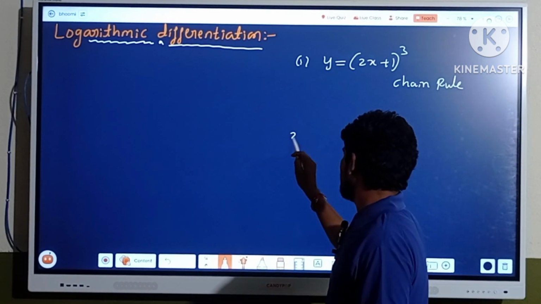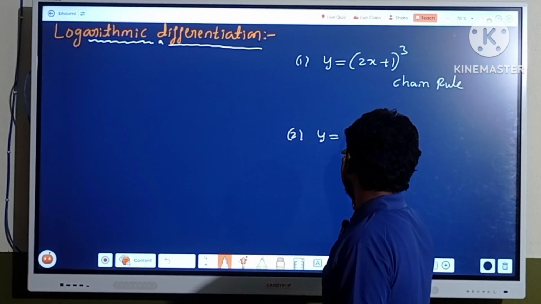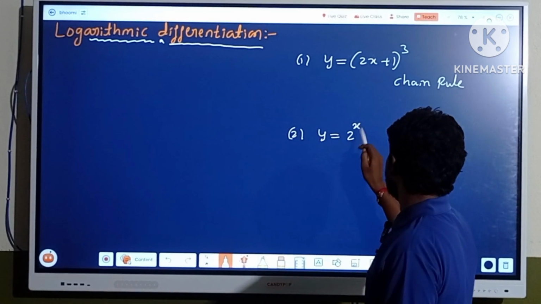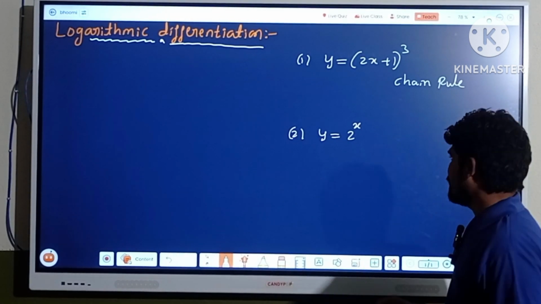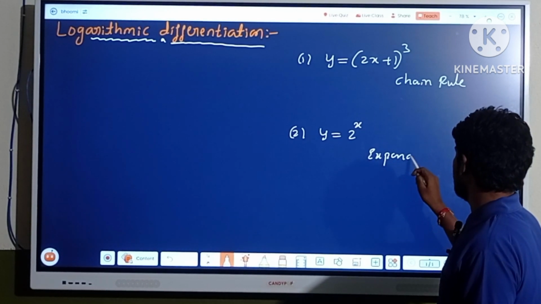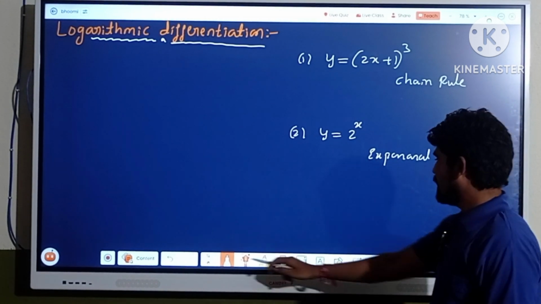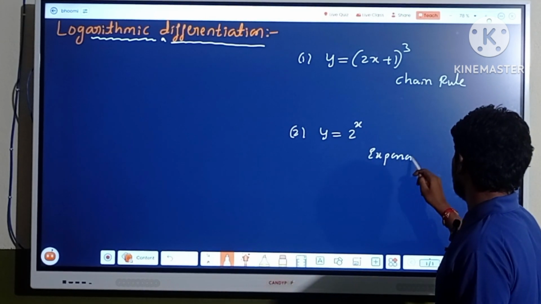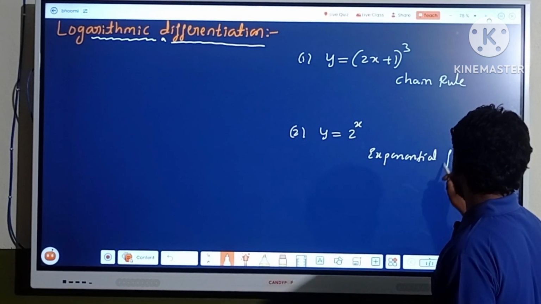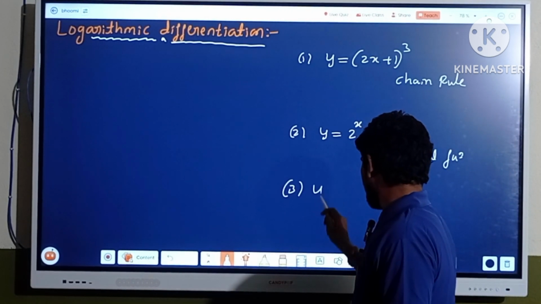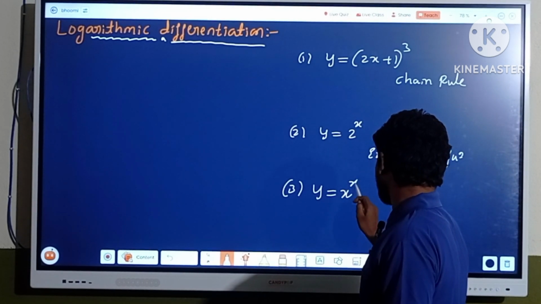Suppose y equals 2 power x is another function. To differentiate this function, we have what? The formula for derivatives of exponential functions. So by using the derivatives of exponential functions, we can easily differentiate this function. And if the question is of the form y equals x power x.